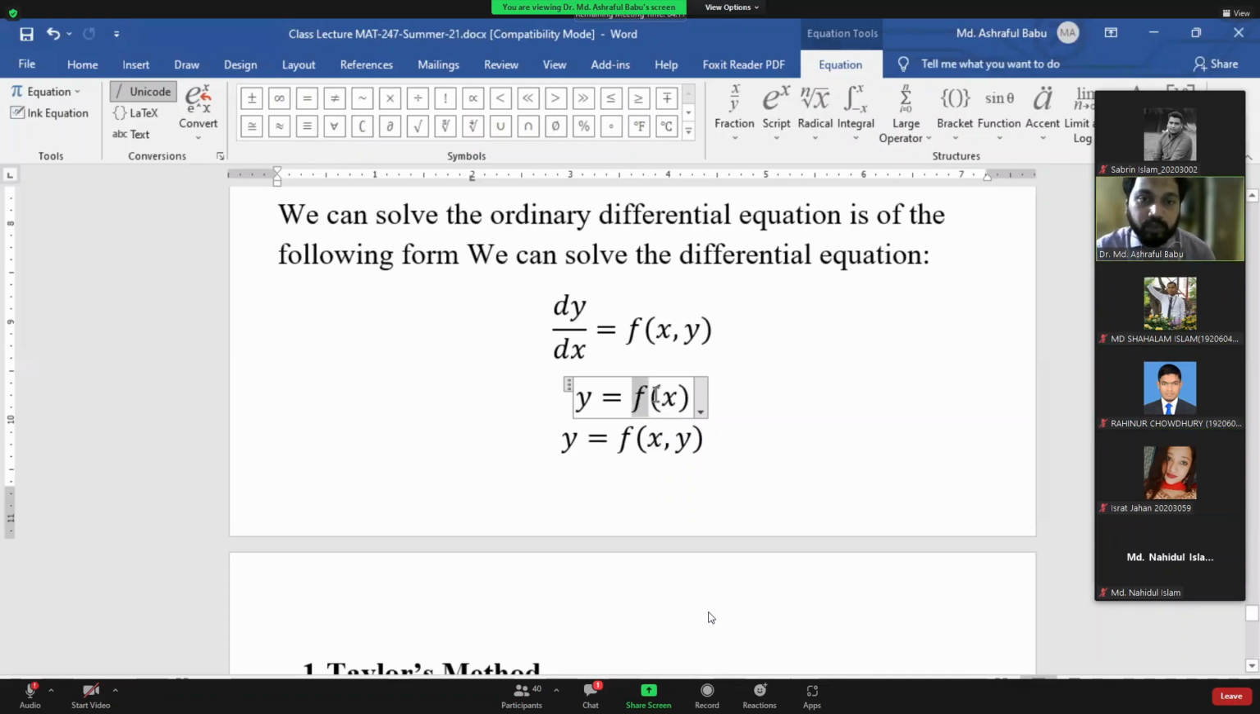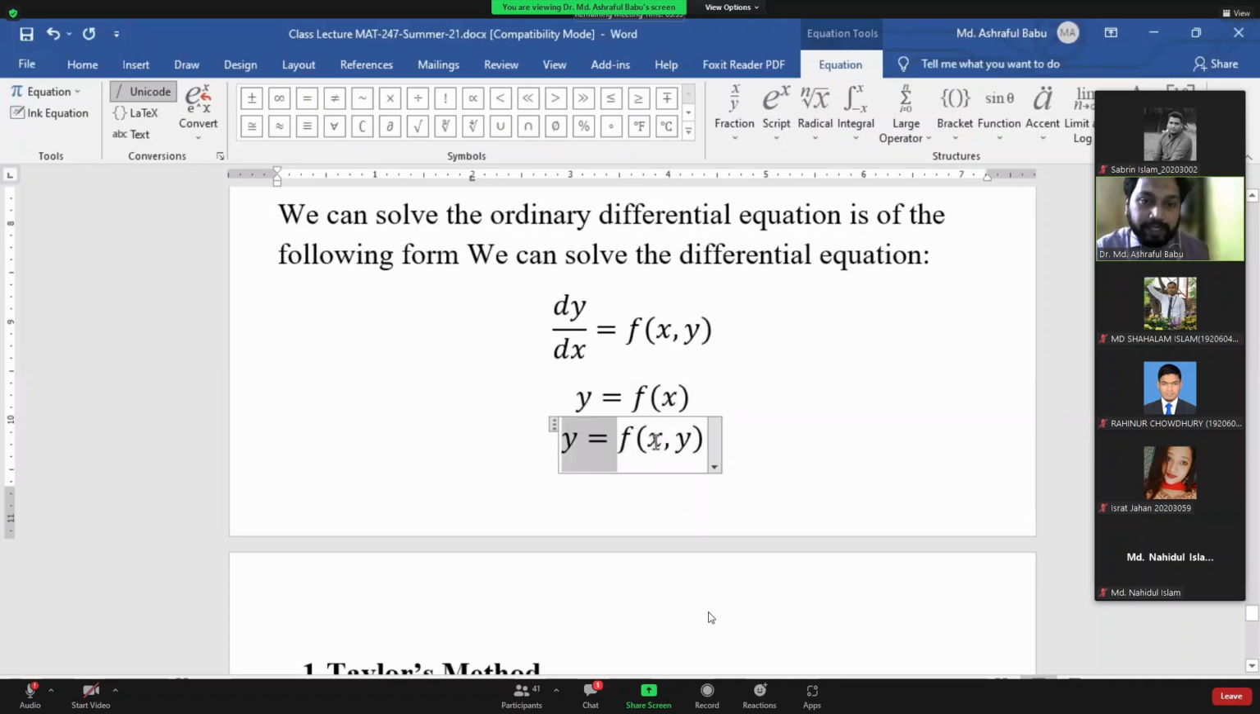Here x is the independent variable and y is the dependent variable. So I am writing y equal to f of x, y. When you write y equal to f of x, y, that does not mean f is a two variable function. This is actually a one variable function, meaning one independent variable and one dependent variable. When you talk about an equation, one is independent and another is dependent. In that case, x is the independent variable and y is the dependent variable.